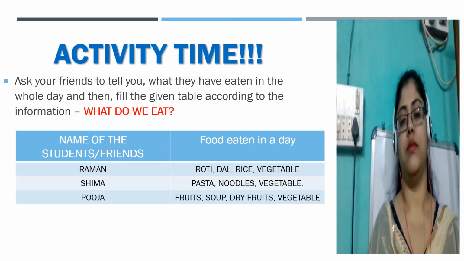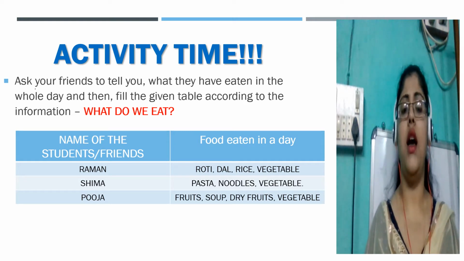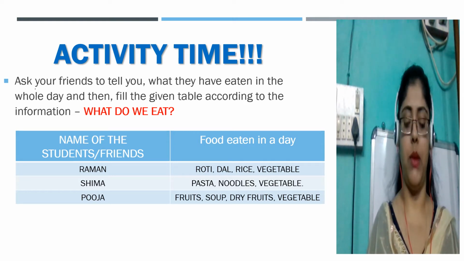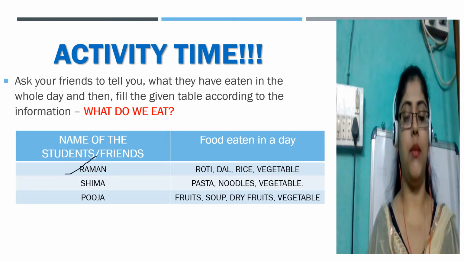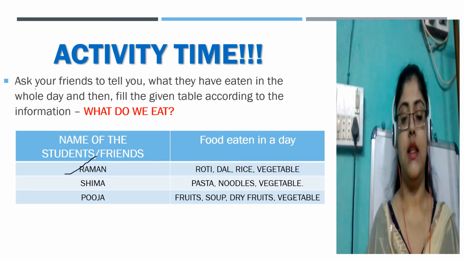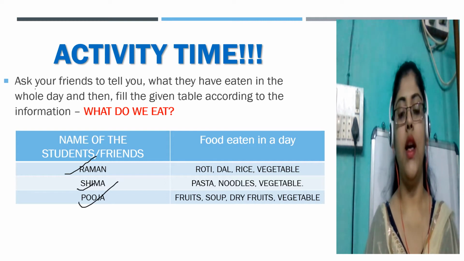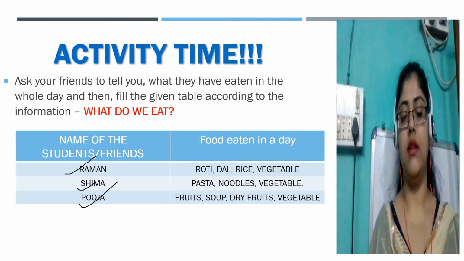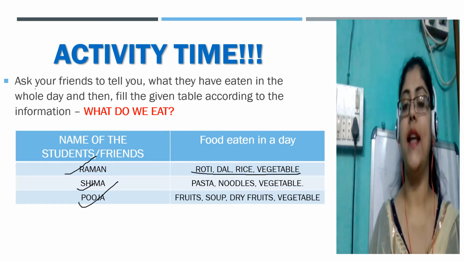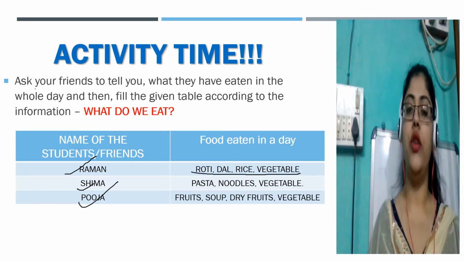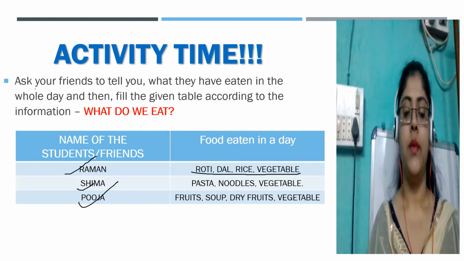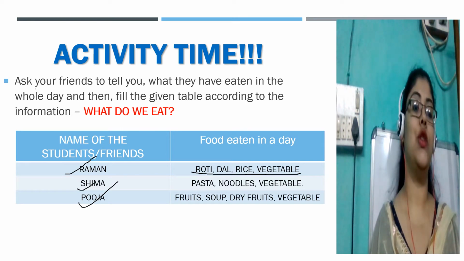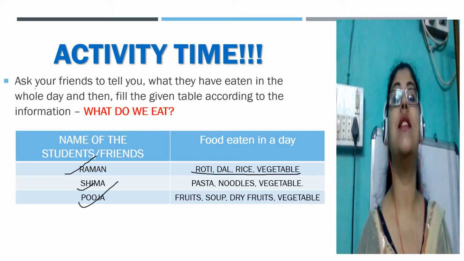What do we eat? Well, I have done this activity with my 3 friends. First one is Raman, second one is Seema, and then third one is Pooja. Well, my first friend Raman has taken roti, dal, rice and vegetable throughout his day as a meal. Then my second friend has taken, okay, I think you all will like the food she has taken in her meal today.